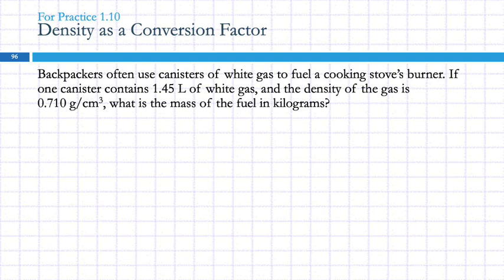Okay, we've got volume, and we've got a density, and we're supposed to find kilograms. So we write the numbers down. 1.45 liters, 0.710 grams. That's a fraction. Make it look like a fraction. And then I'm trying to get to kilograms.